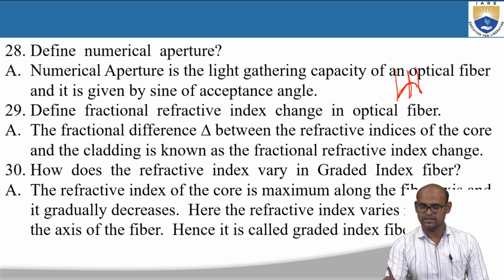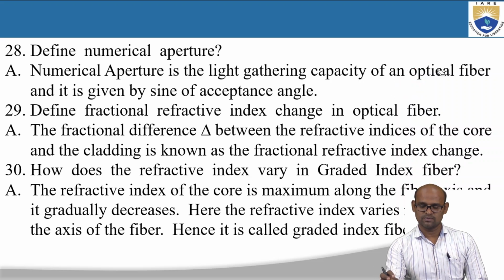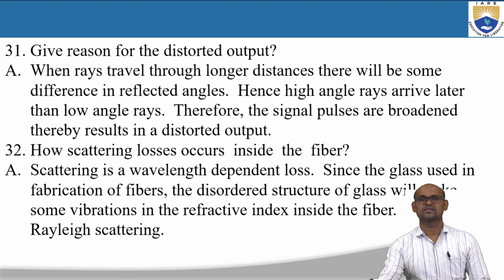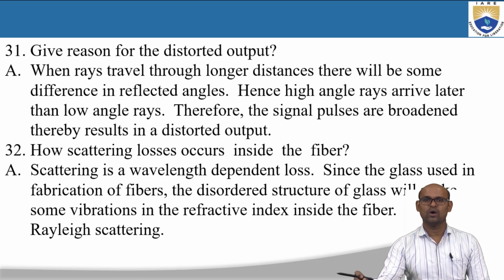The refractive index decreases as we go towards the core-cladding interface, to match with the cladding refractive index. Give reason for the distorted output. When rays travel through longer distances, there will be some difference in refracted angles. Hence, high angle rays arrive later than low angle rays. Therefore, the signal pulses are broadened, thereby resulting in distorted output.